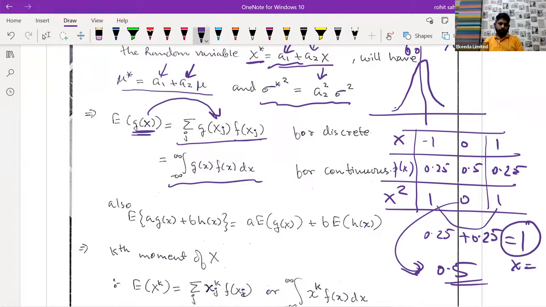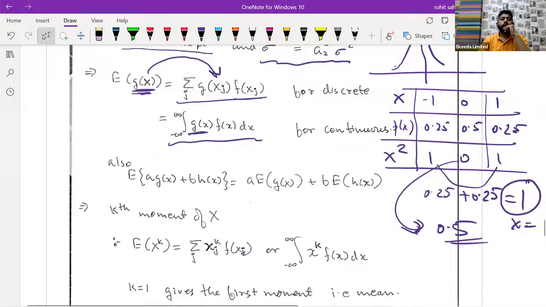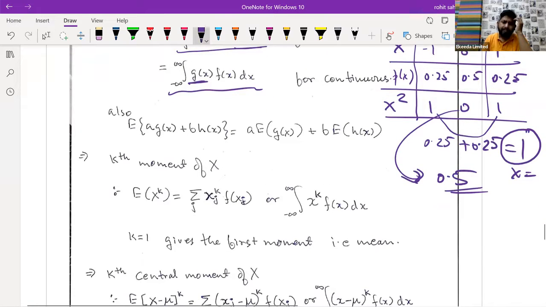Whatever function comes in place of x, you replace x with that function. Only for x, not for the density. Density will not change for x. Again, it behaves linearly. So if it is a times of g plus b times of h, you can do a times of expected value of g plus b times of expected value of h. These are something which is asked. ठीक है, ये सब पूछा जाता है.